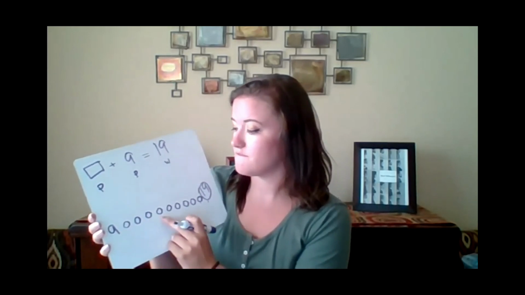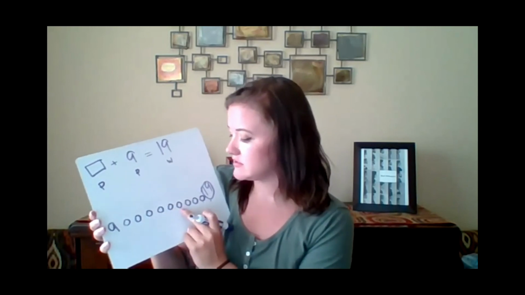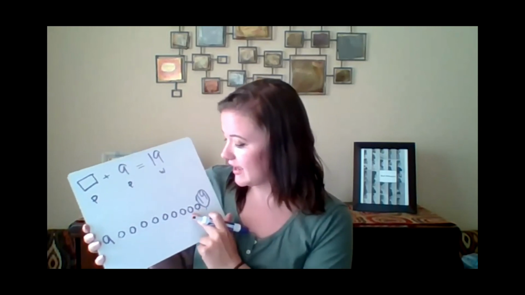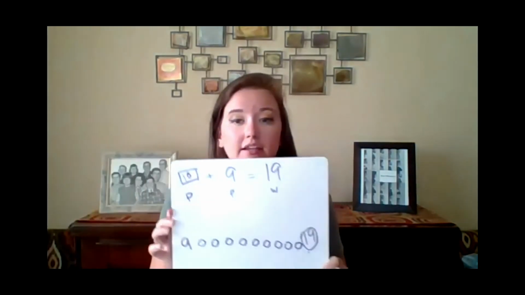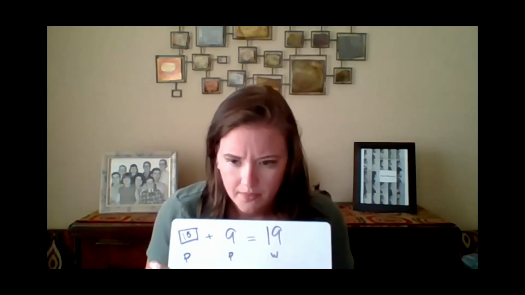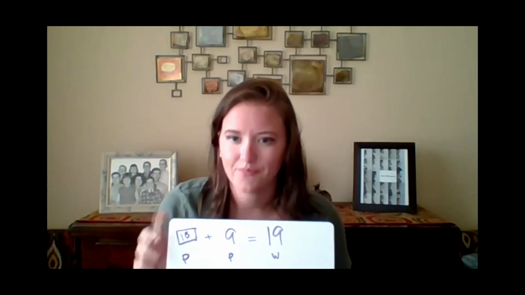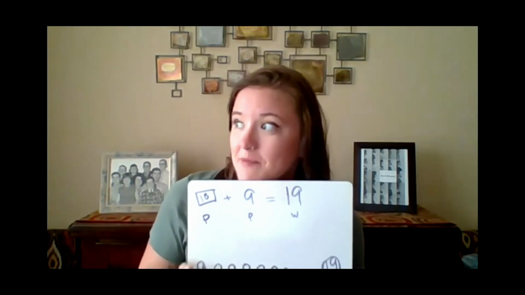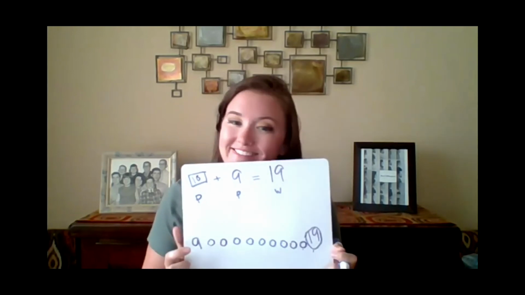So now let's count it up. You have 9 right here. So let's count. 1, 2, 3, 4, 5, 6, 7, 8, 9, 10. So 10 plus 9 equals 19. So guess what? What does this look like? Something we've been talking about. Something that's pretty sweet. Our sweet 10 plus math facts.